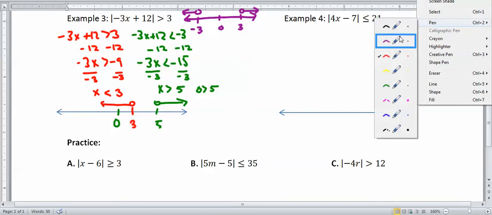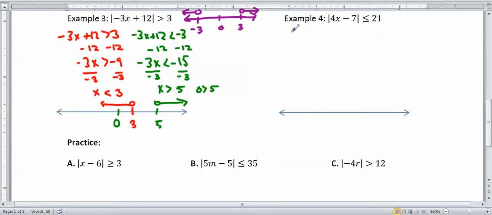Okay, so what you should have done is set up two inequalities. Got the inside here, it has to be a distance of at least, or less than or equal to, 21 away. So the first one I set up is 4x minus 7 is less than or equal to 21, just like normal. But the other option, I have to flip the sign, so 4x minus 7 is greater than or equal to negative 21. So we flip the sign and then change the sign of the other side.